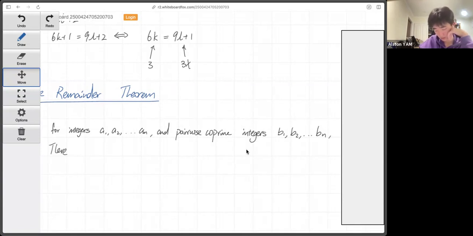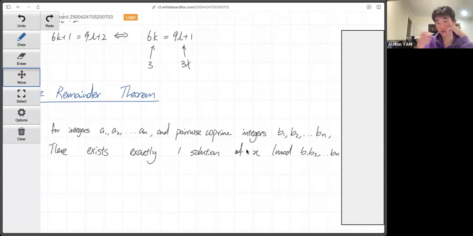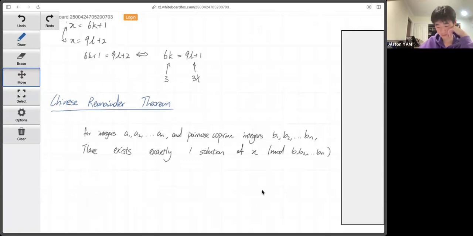There exists exactly one solution of x. There exists exactly one solution of x under mod b1, b2, up to bn. So that's mod the product of the b's, such that x is congruent to a1 mod b1, x is congruent to a2 mod b2.